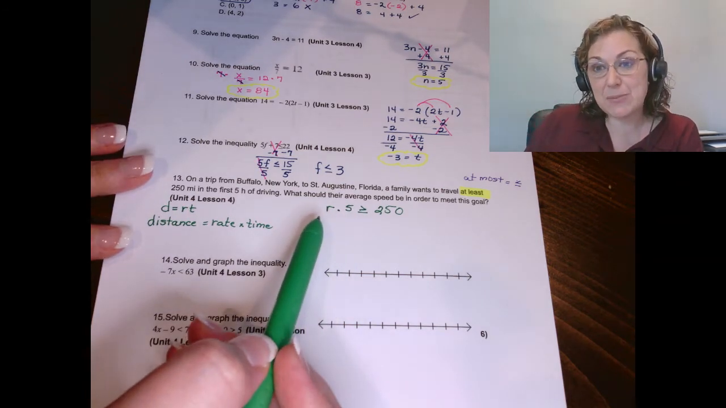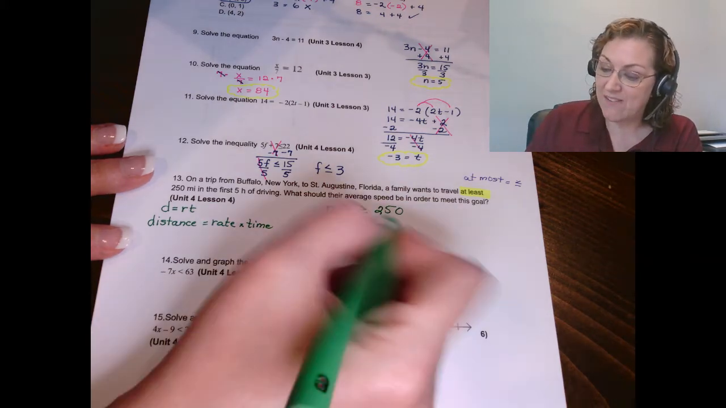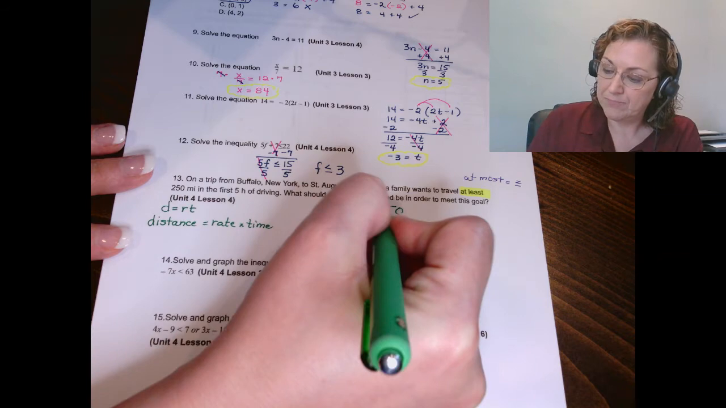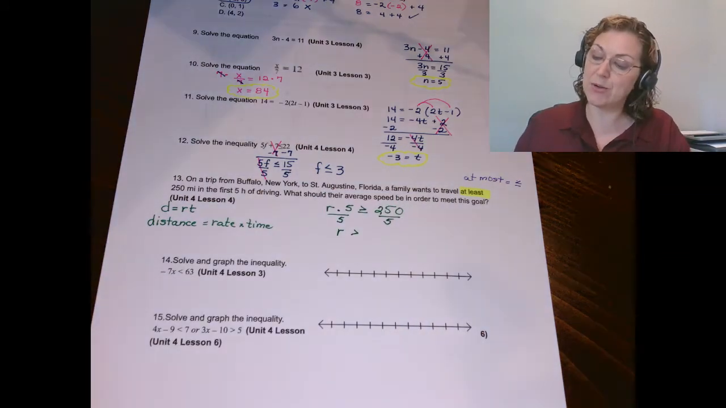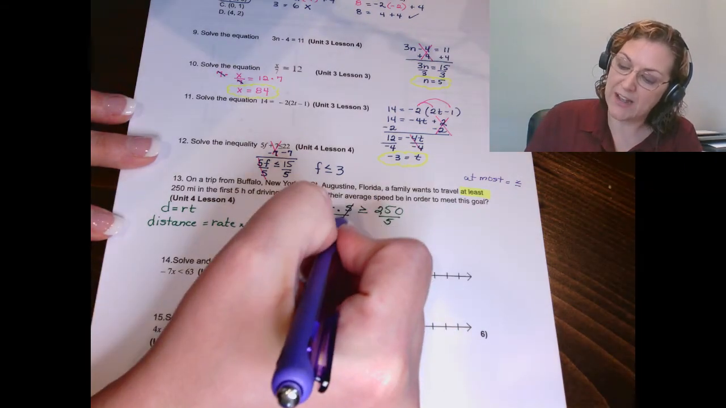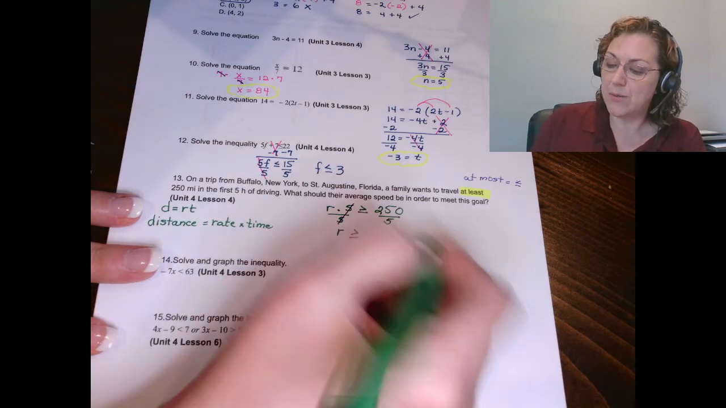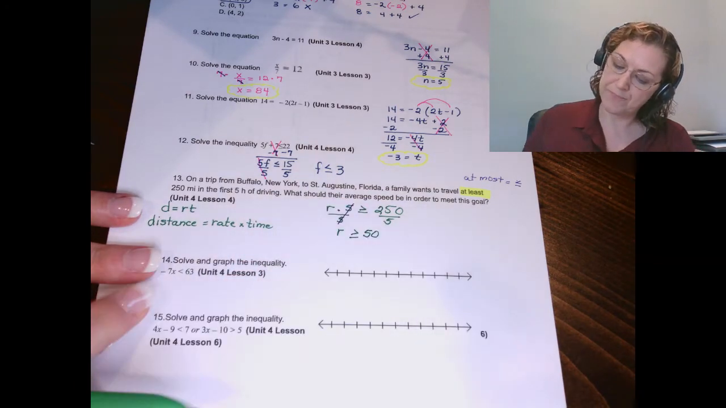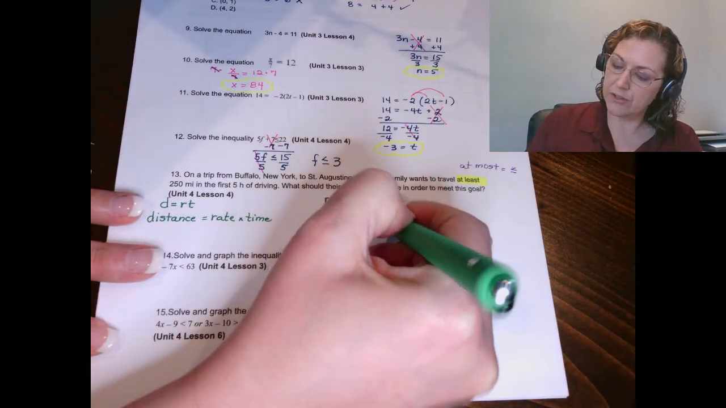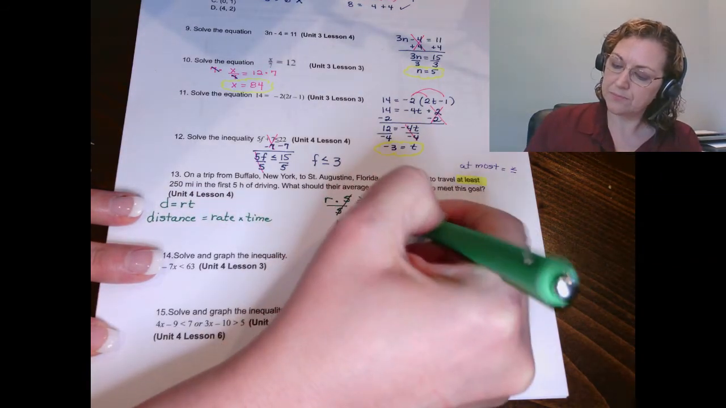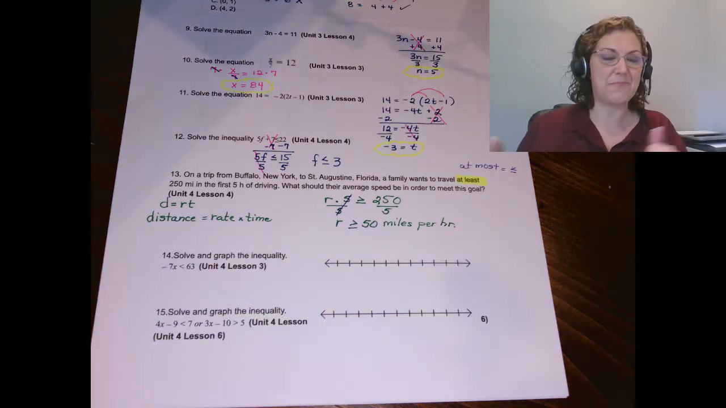All right, friends, how do we solve this now that we have it set up? Well, I see that the variable is being multiplied by 5. So I'm going to do the opposite of multiplying by 5, and that's to divide by 5. That leaves me with r, because my multiply by 5 and my divide by 5 cancel, leaving me with r is greater than or equal to 50 miles per hour. So we'll include those units here. And voila, we have solved that one.